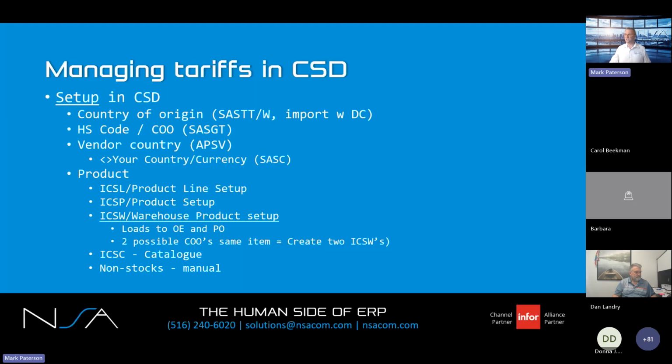There we go. So that's the setup. We did countries of origin, HS, vendor. We did all the different products. Again, reminder, it's what's in ICSW that loads onto a sales order and a PO. Catalogs are possible, yes, and for non-stocks. So if you put a non-stock on a sales order or PO, a true non-stock that's not coming up from a catalog, the values for the HS and the country will default to blank, and you'll have to put them there manually. But the function does apply. You just got to load them manually.